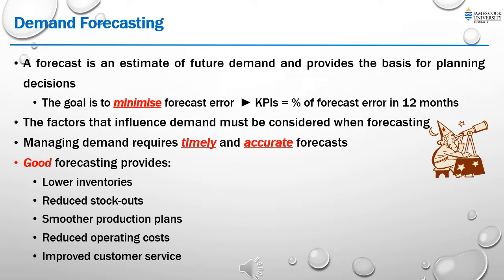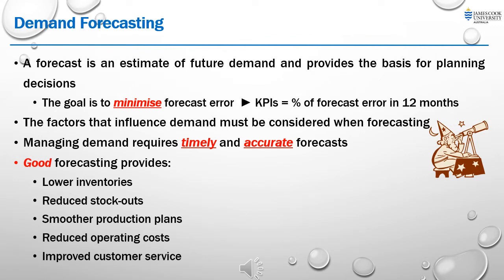Market research involves collecting information about customer behavior, preferences, and purchasing habits. This information is used to forecast future demand. Expert opinion involves using the knowledge and experience of industry experts to forecast demand. This method is often used in industries where there's limited historical data available. Statistical analysis involves using mathematical models to forecast demand. This method uses data analysis tools and techniques to identify patterns and trends in historical data.